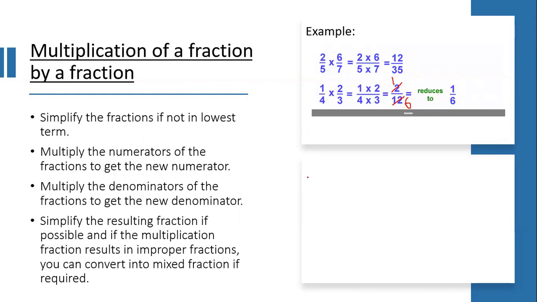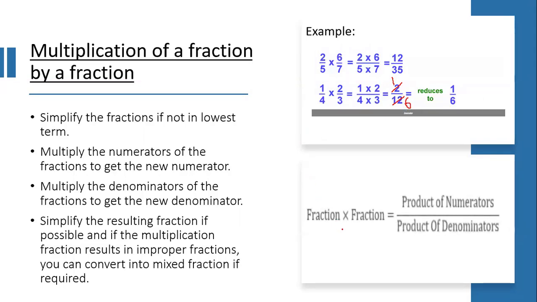So when we multiply a fraction by another fraction, we have to apply the following formula. What is that? Fraction into fraction is equal to product of numerators divided by product of denominators.